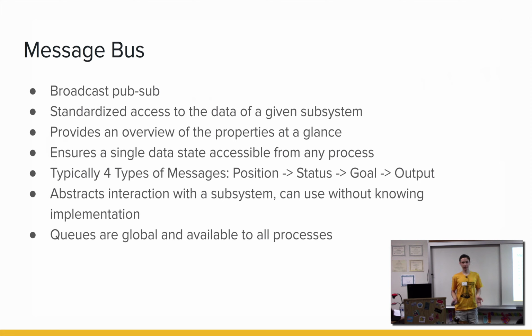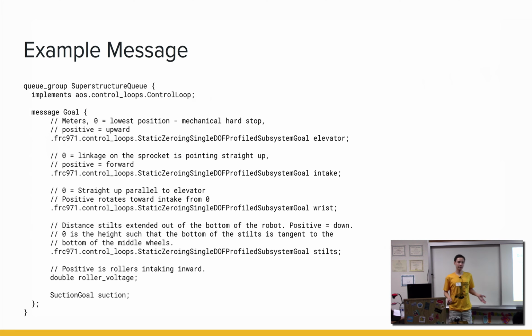And so even though these processes are all started separately, there's a single queue or single message that's available for all of them. And so here's an example of the goal message from our robot this year. If you're writing code to control, I think this is the goal message for all of the superstructure. You just have to look at this and publish a new goal message for it. So for example, you can see we have an elevator, an intake, wrist, stilts, and then also rollers, which are just a single voltage.